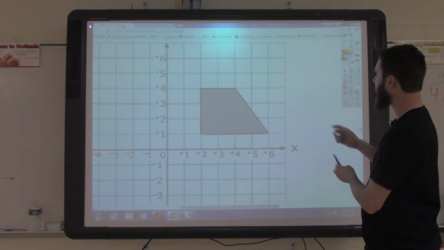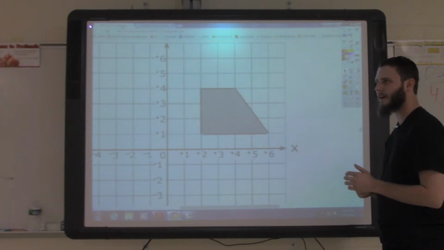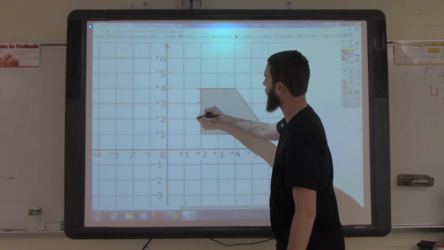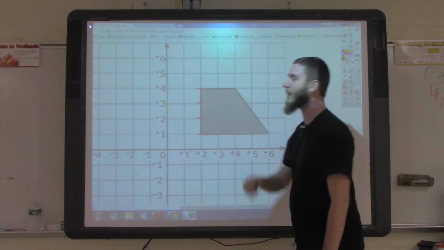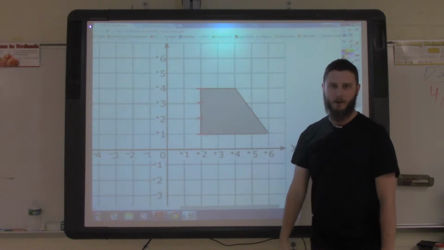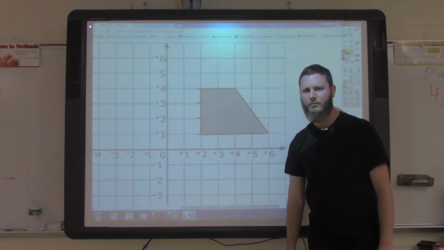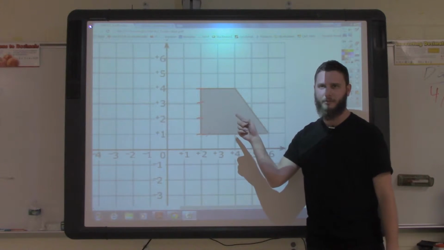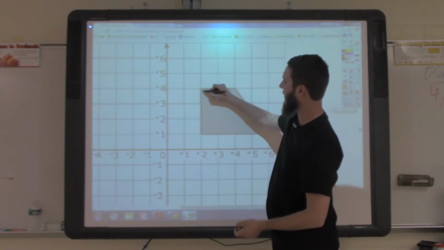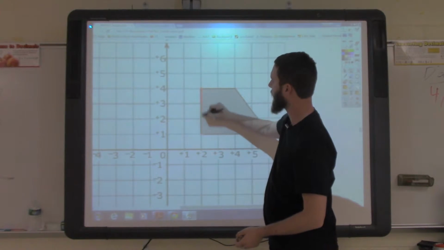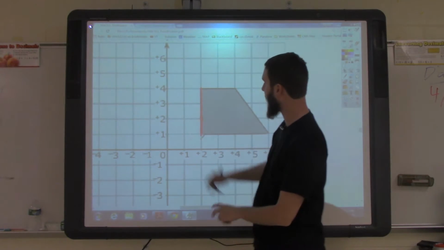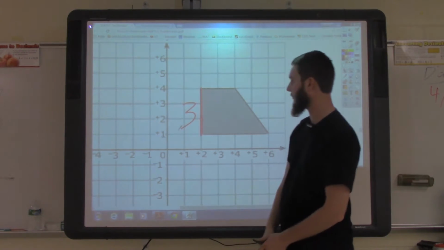If a shape were to appear on a grid, a lot of times I'll see my students counting these lines. They'll say 1, 2, 3, 4. Okay, this shape is 4 units high. And unfortunately, they're wrong. Any of you at home watching this who are my students and just realized your mistake? Sorry. What you actually have to do is count 1 block, 2 blocks, 3 blocks. The height of this shape is going to be 3 blocks.